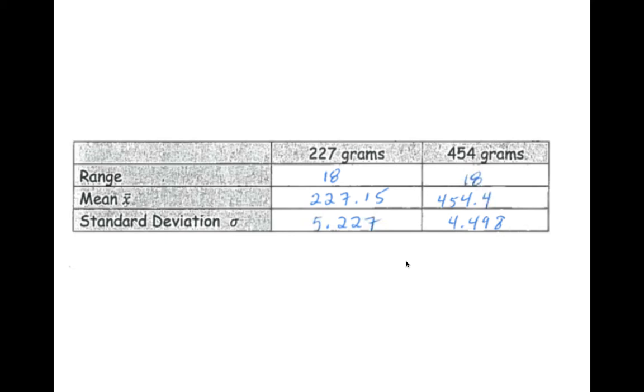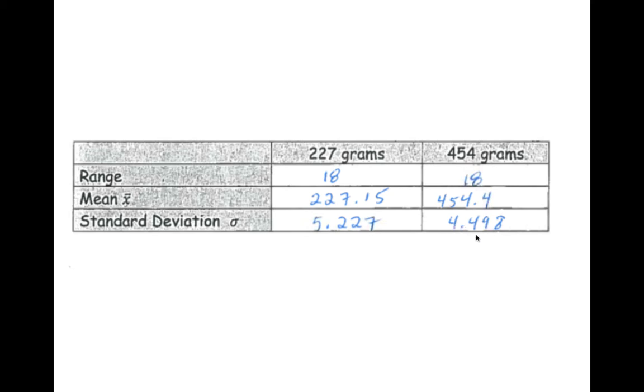For both the different sizes, they had a range of 18. The mean or the average value of the actual masses of these bags of sunflower seeds was the following. They're pretty close. This one was 227.15, 454.4, so they're pretty close to what they were. But what is interesting is the standard deviation. This one, the data actually is dispersed further from the mean than for this one.